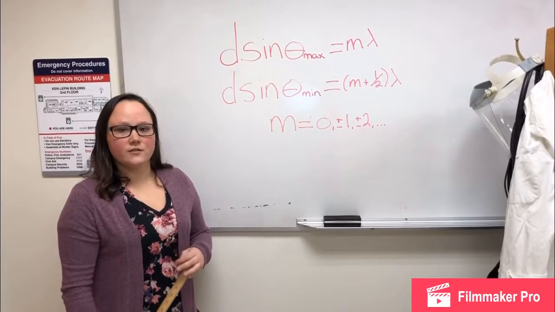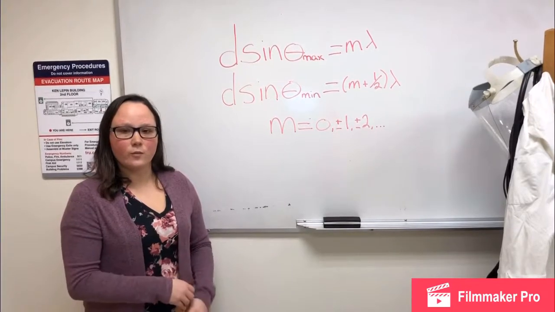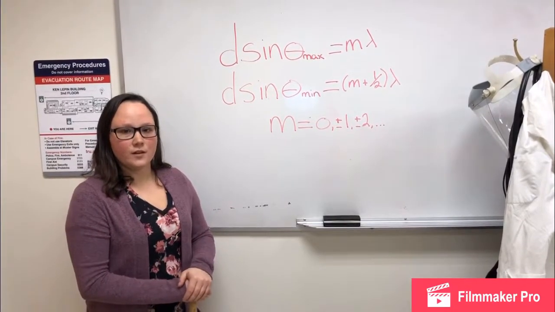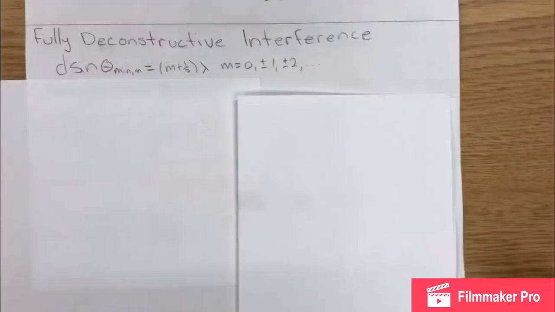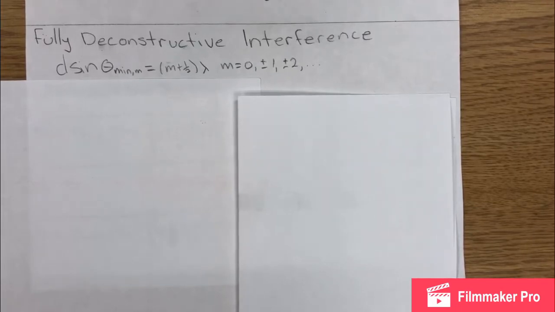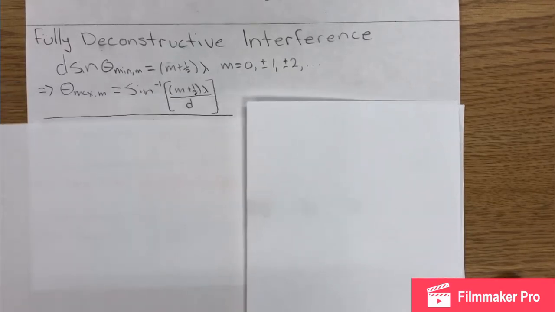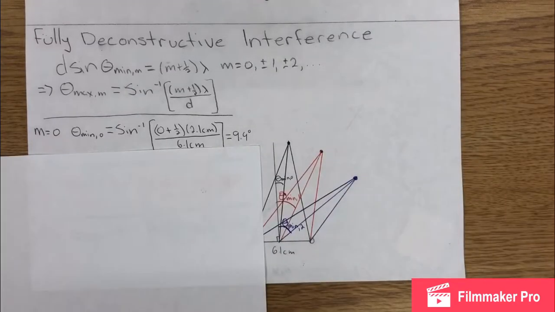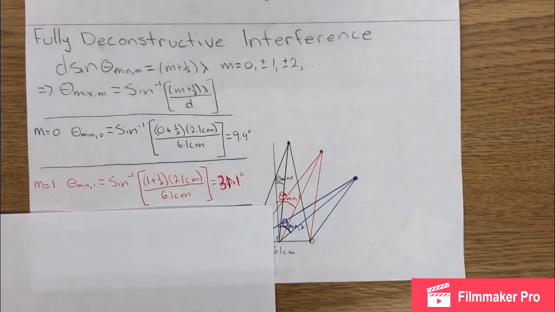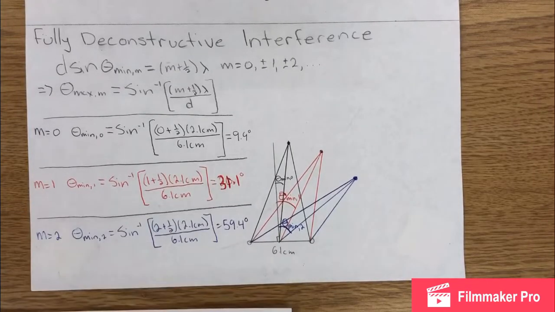Fully destructive interference is similar with one modification. You want to add a half to the order number. For fully destructive interference, we can use the same principle, but by adding half to the order number. For our number 0, we can calculate the scattering angle as 9.9 degrees, and so on for each order. For order number 1, we get 31.1 degrees, and 59.4 degrees for order number 2.